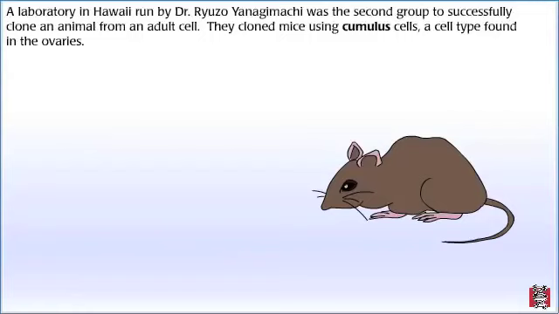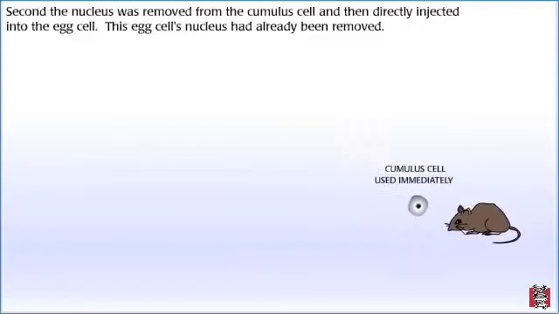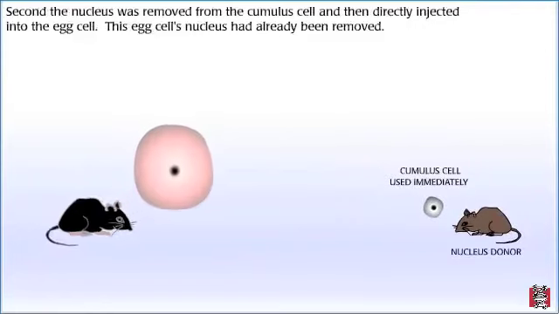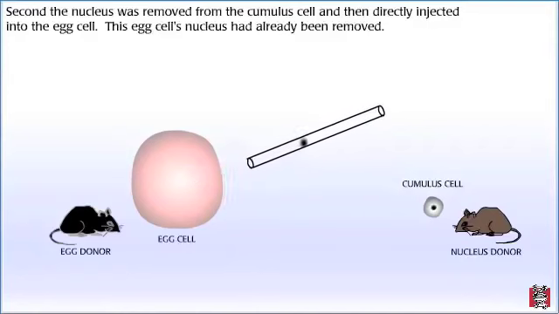They cloned mice using cumulus cells, a cell type found in the ovaries. The cloning method used by the lab in Hawaii was different in two ways from the method used to clone Dolly. First, the cells used to clone the mice were not grown in culture, but instead were used immediately. Second, the nucleus was removed from the cumulus cell and then directly injected into the egg cell. This egg cell's nucleus had already been removed.